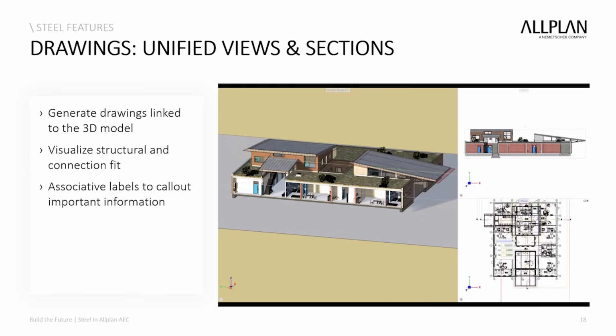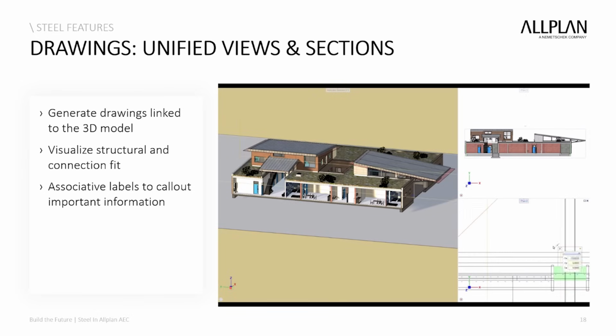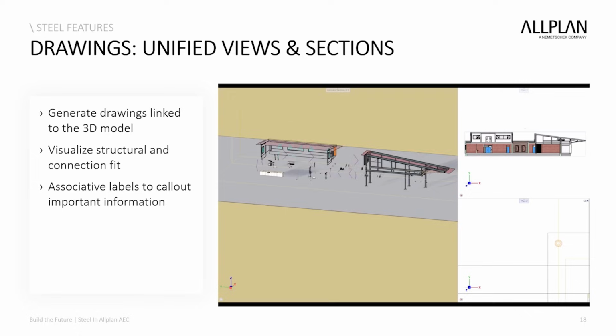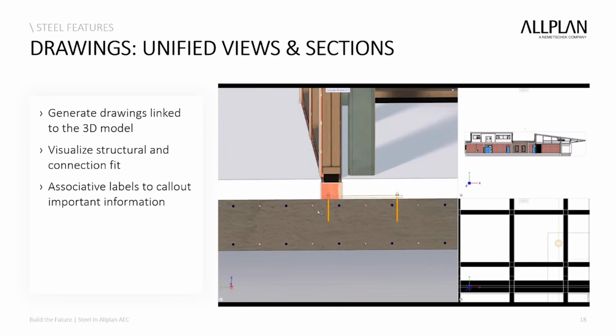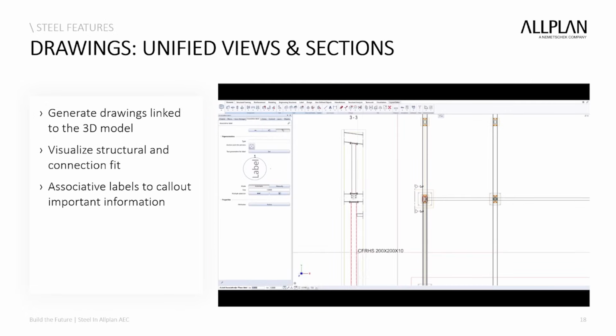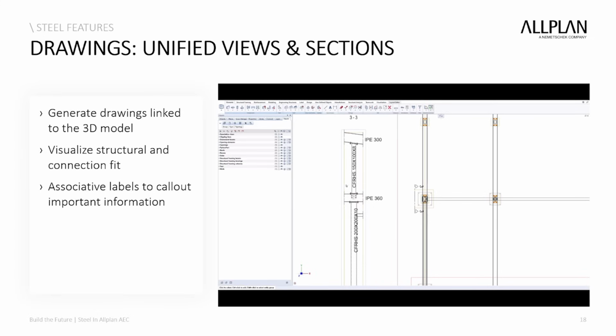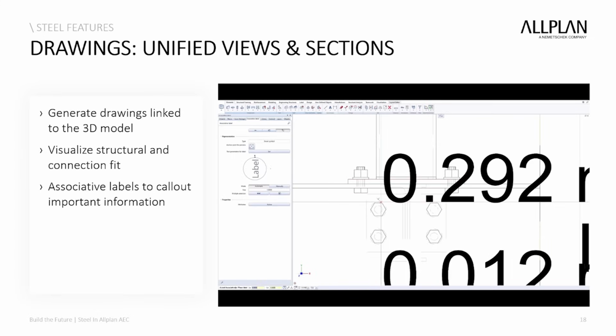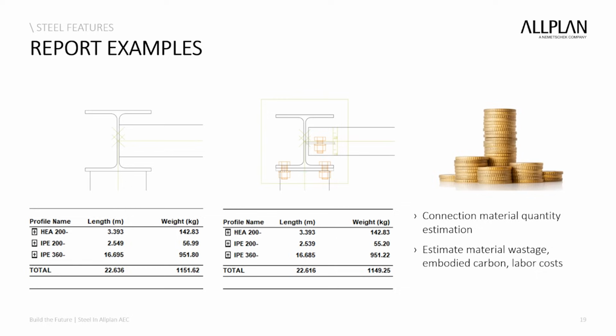This allows you to visualize overall steel structural and connection fit relative to other parts and materials of the building, including reinforcement or wall finishes. Associative labels allow you to call out important information using attributes on both structural framing elements and connection elements. ALLPLAN's fully customizable report generation system uses attributes on structural framing elements to quickly generate bill of material reports.